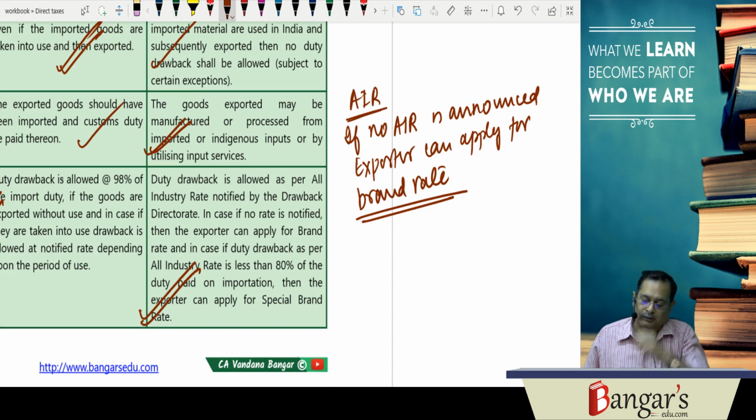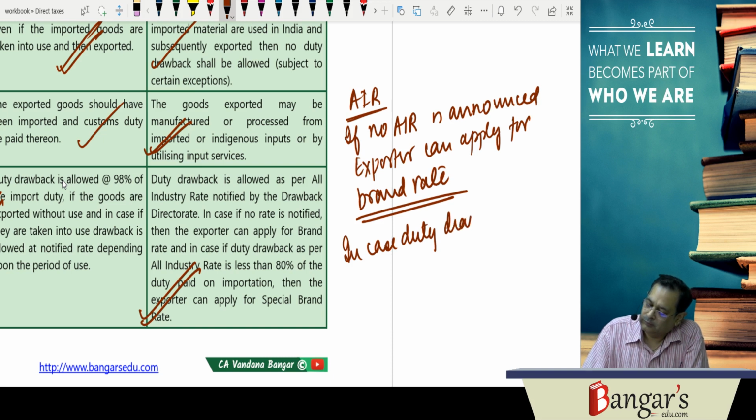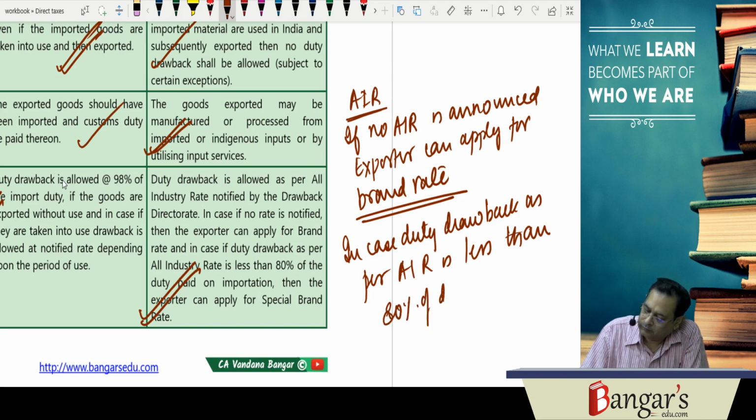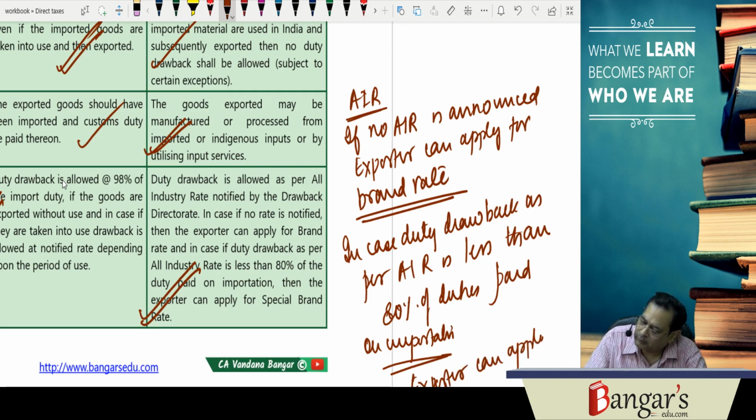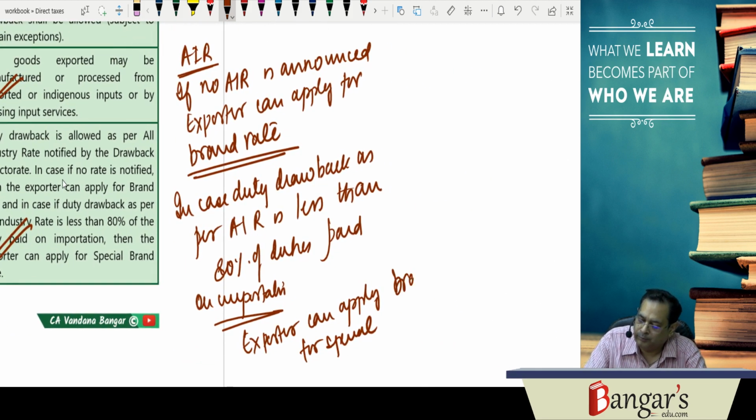And in case duty drawback as per AIR is less than 80% of the duties paid on importation, the exporter can apply for special brand rate.